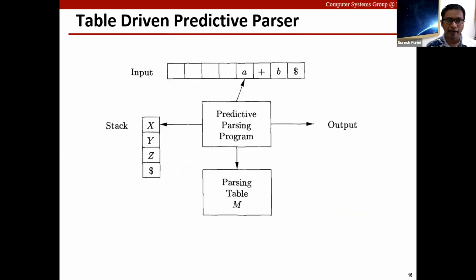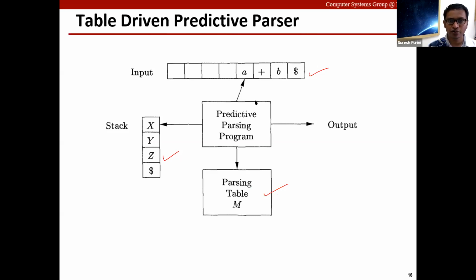So this whole idea can be nicely summarized in this picture. We have the input here, and then this is the stack, which helps the parsing algorithm keep track of the derivation process. And this is the core predictive parsing program. The most important thing is that what changes from one grammar to another is this parsing table. The stack remains the same, and depending upon what input we want to parse, the input changes.